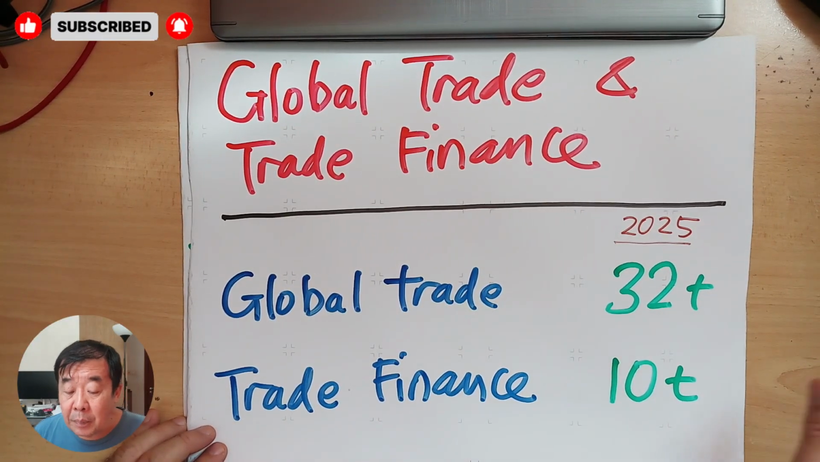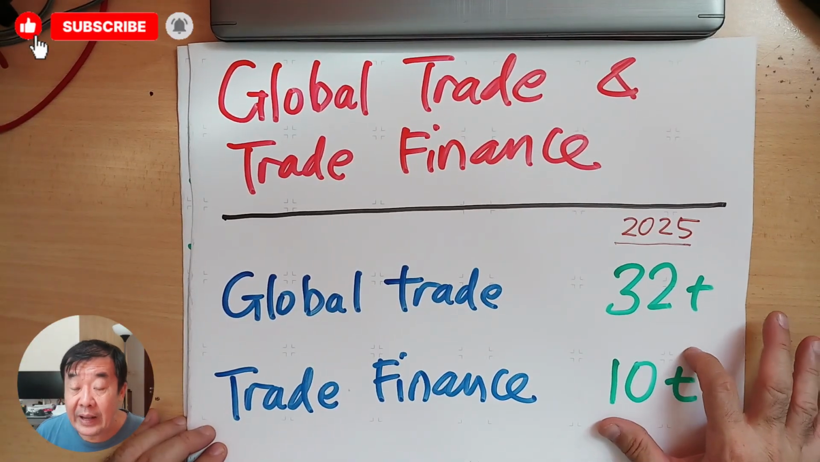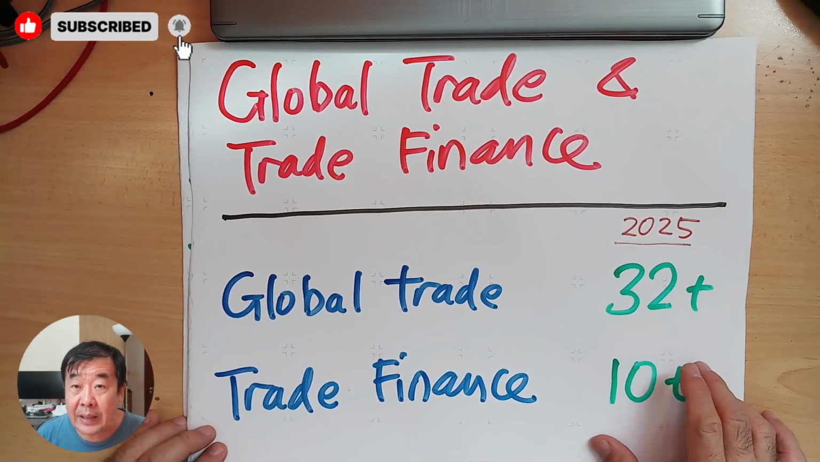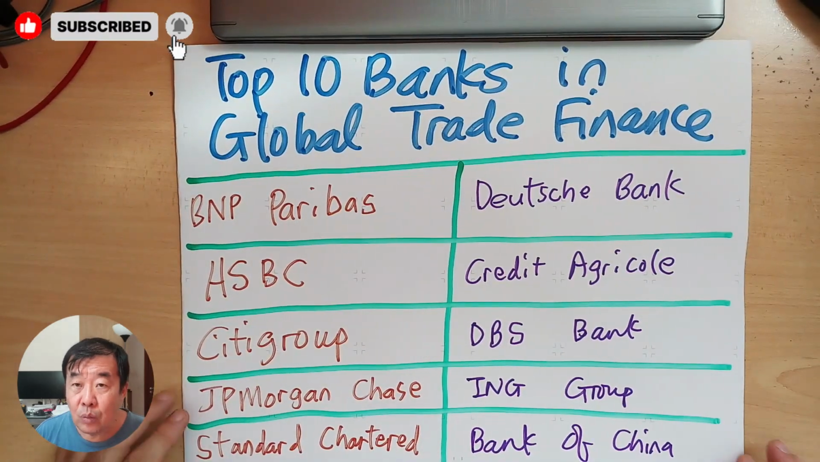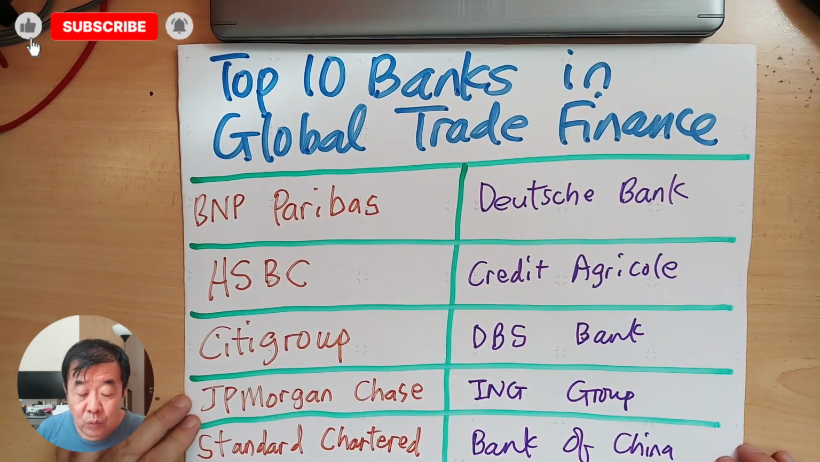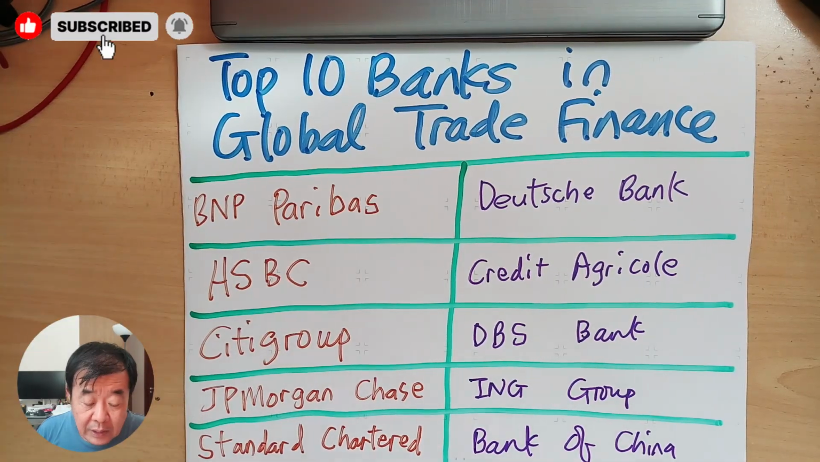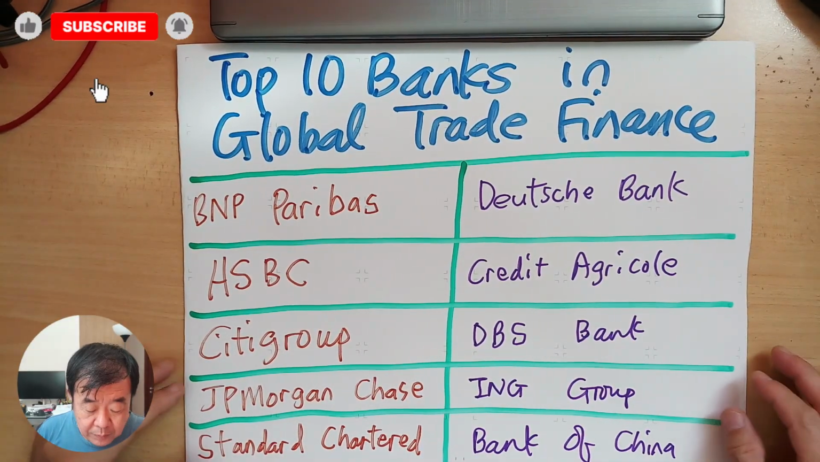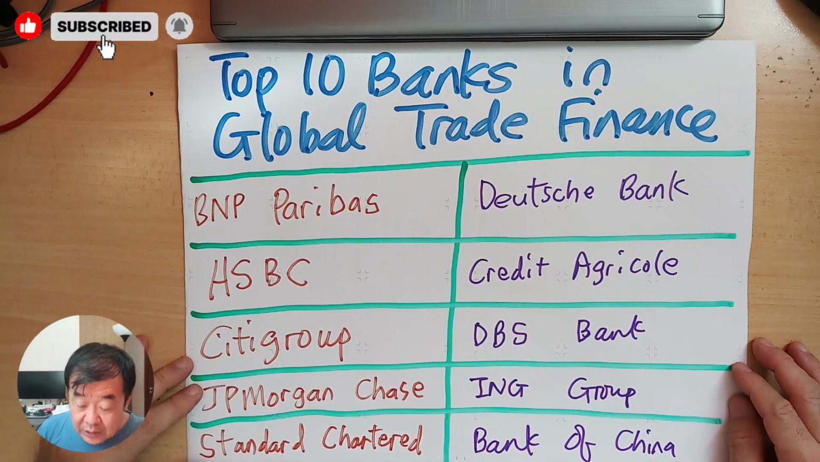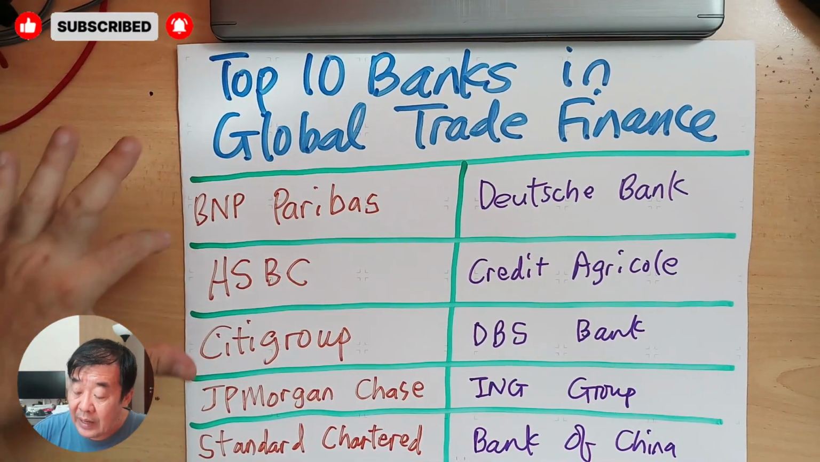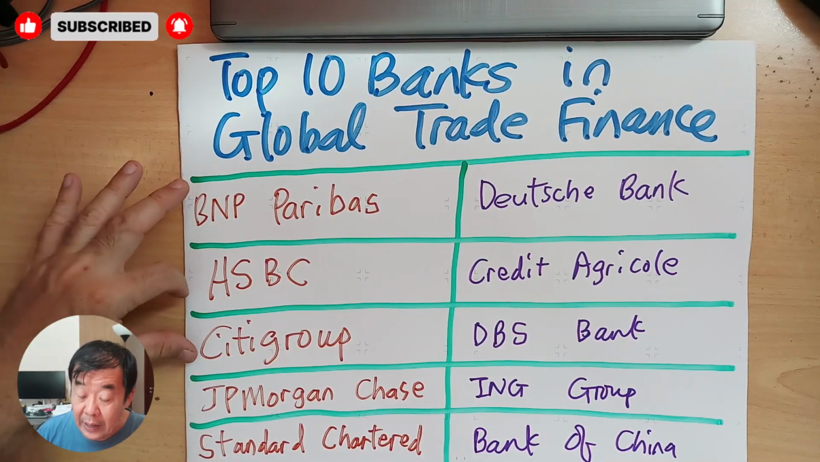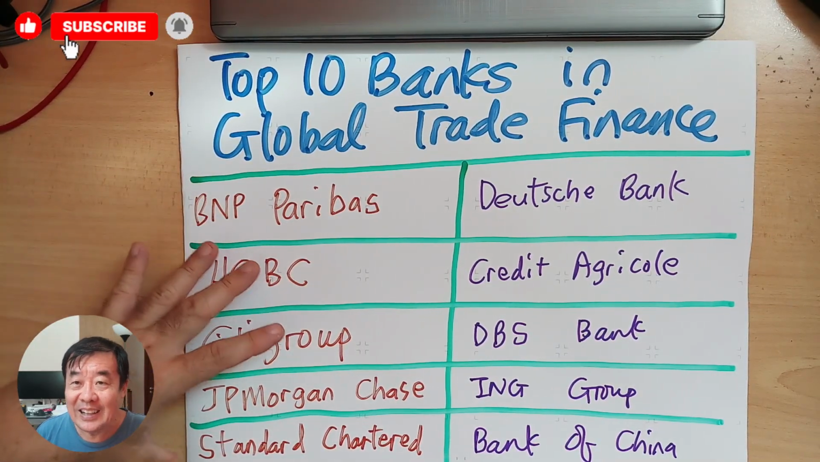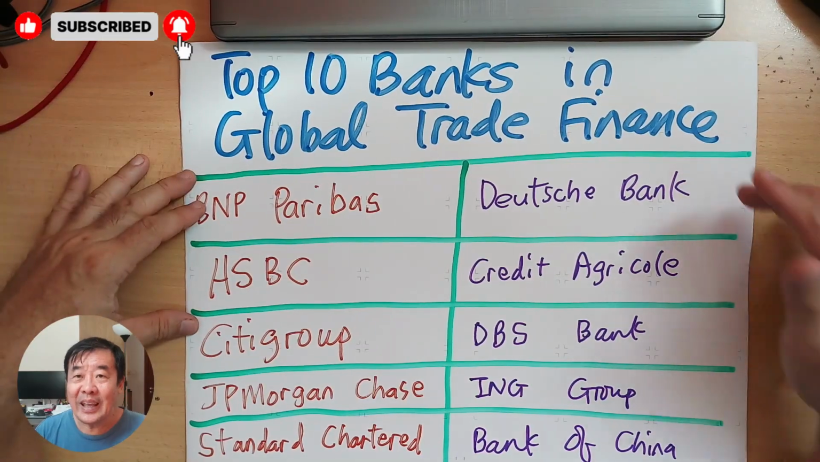Now, which are the top 10 banks in global trade finance? So I've listed down the top 10 banks, so in case you need these trade finance services from a bank, you know which are the top 10 banks. Of course, we have Paris banks like BNP Paribas, HSBC, Citigroup, JP Morgan Chase, Standard Chartered, Deutsche Bank, Credit Agricole, DBS Bank, that's our Singapore bank, and ING Group, and of course, Bank of China.